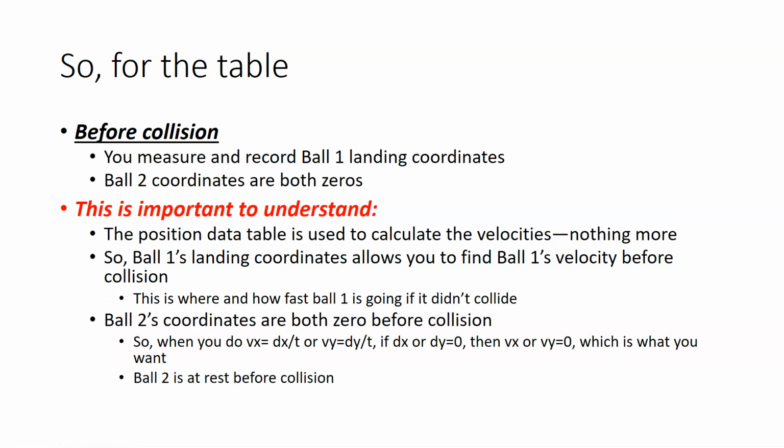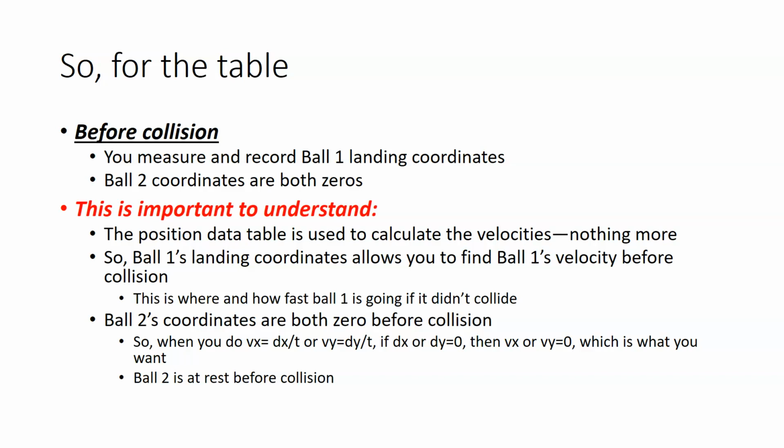So again, for the table, before collision, you measure and record where ball 1's landing coordinates are. Ball 2 is both zeros. And again, this is really important for you to understand. The position data table is going to be used to calculate the velocities. Nothing more. That's all that we're using that position for, so that we can move on to the next table on velocities. That's its only purpose, just to help us find those velocities.